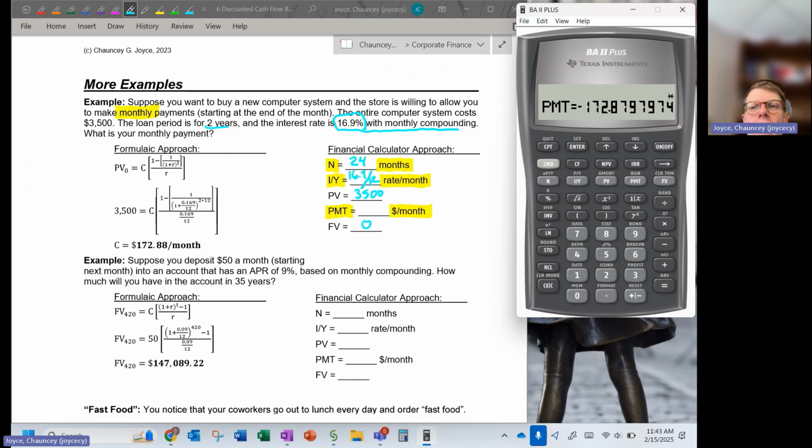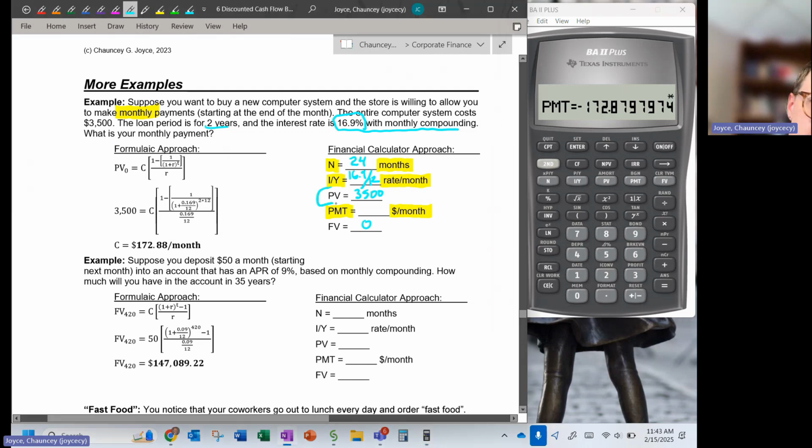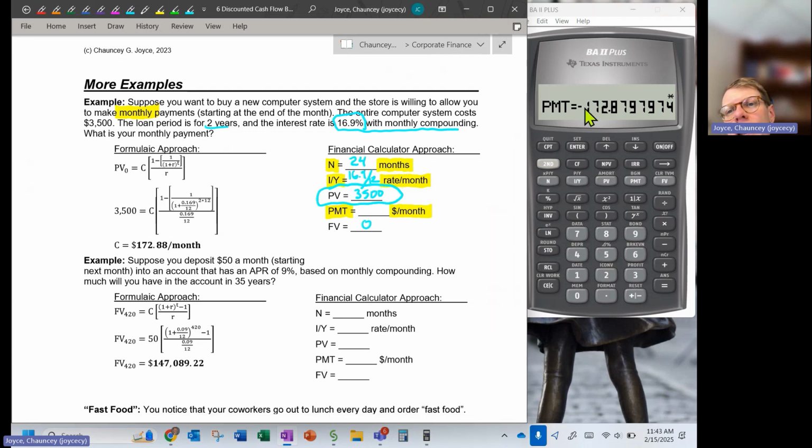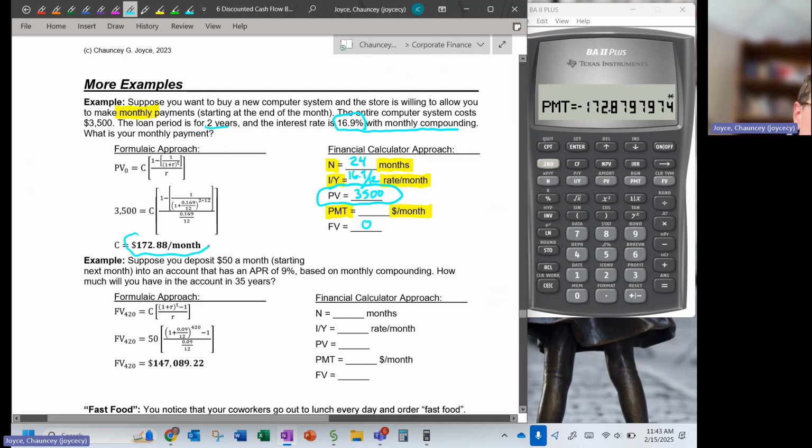You would need to pay 172.88, and you received the positive value of a $3,500 system. Now you need to pay an outflow, negative sign, $172.88 per month to pay off the system. It's the same thing you get formulaically.